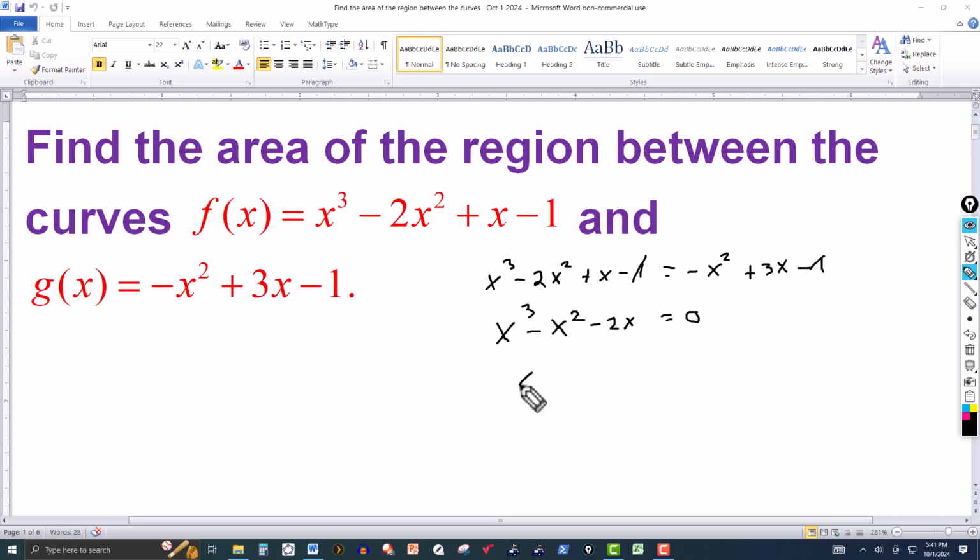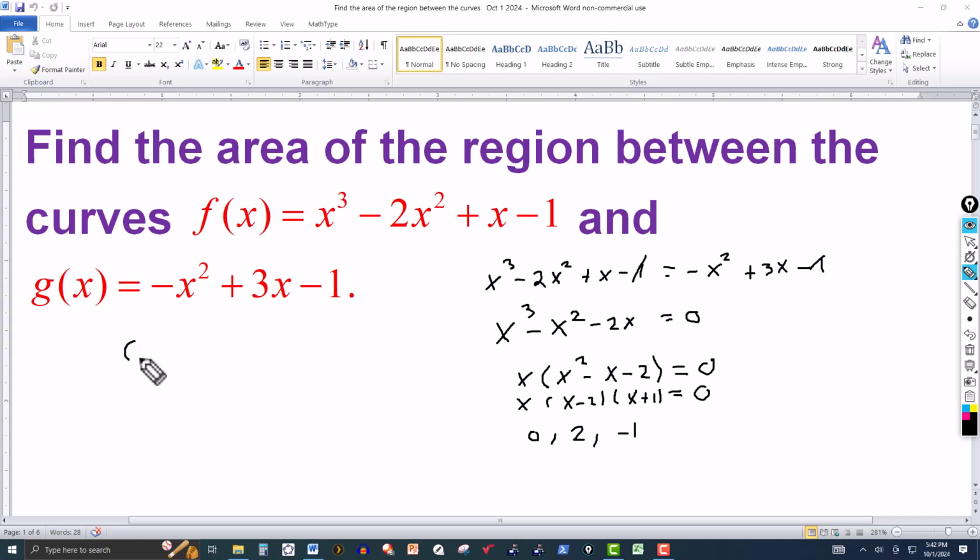And now we factor an x out of this trinomial. We get x times x squared minus x minus 2. Now I guess we have to factor this further. So x squared minus x minus 2 factors into x minus 2 and x plus 1. Now we set each factor equal to 0, so that tells me that x can be 0. That's, of course, a solution to this equation here. X minus 2 is 0 at 2, and x plus 1 is 0 at negative 1. So these are the first components of the points where the graphs intersect.